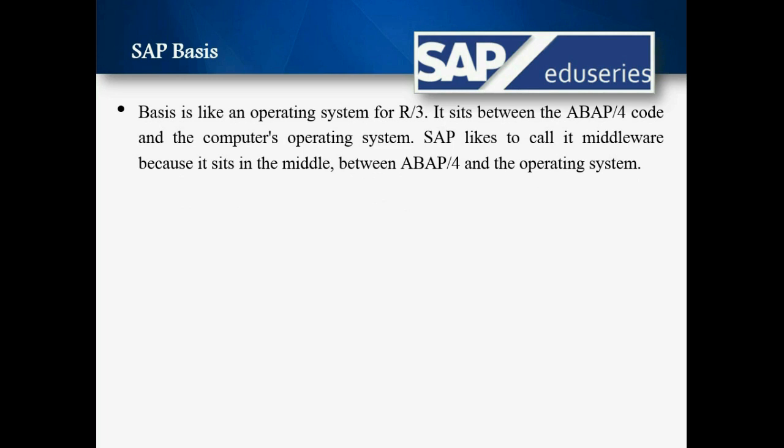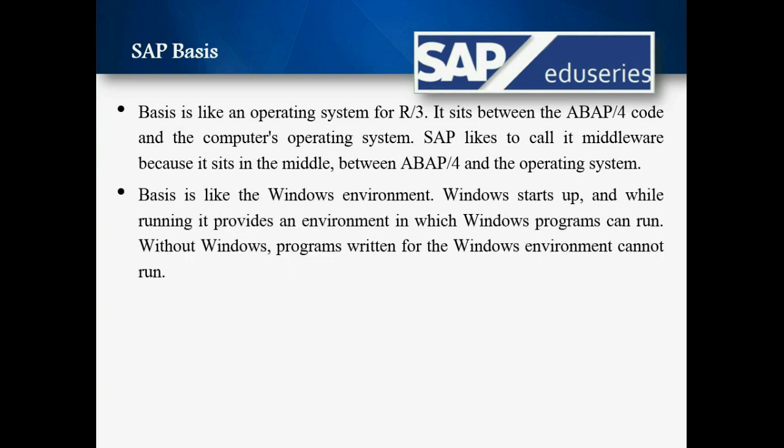Basis is like an operating system for R3. It sits between the ABAP 4 code and the computer's operating system. SAP likes to call it middleware because it sits in the middle, between ABAP 4 and the operating system. Basis is like the Windows environment. Windows starts up, and while running it provides an environment in which Windows programs can run. Without Windows, programs written for the Windows environment cannot run.